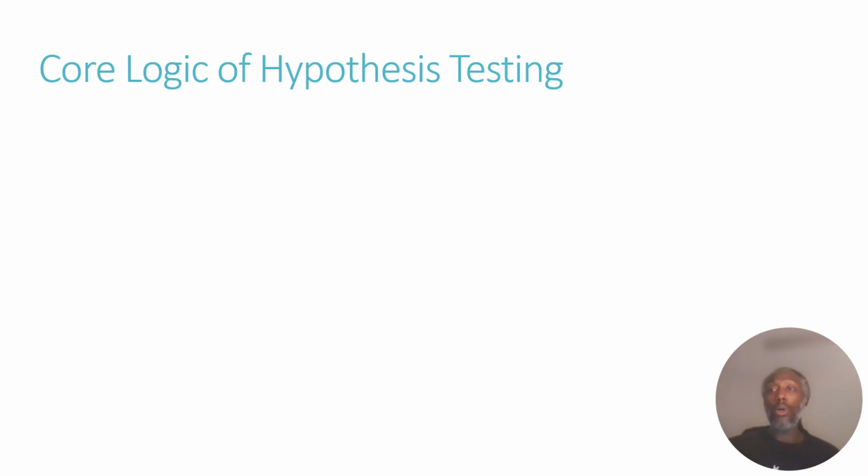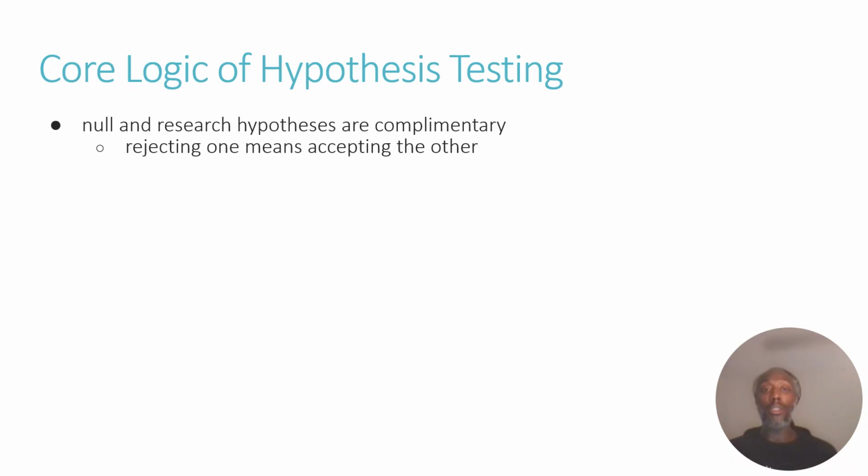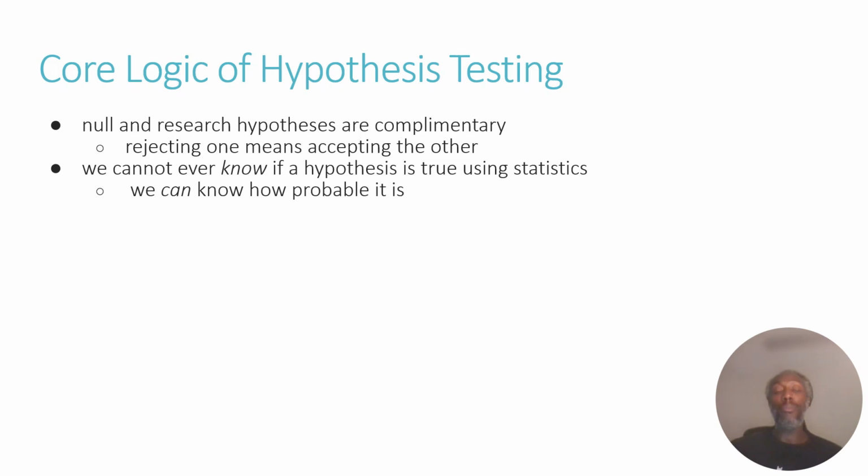I'd like to drive this point home: the null and research hypotheses must be complementary to one another. The reason that's the case is because we want to set up a test such that if we reject one explanation, we have to accept the other. And that is part of the core of how we do hypothesis testing.